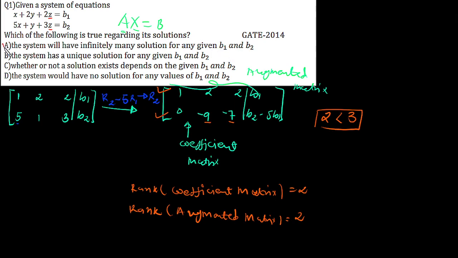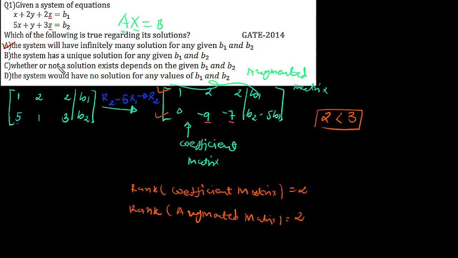So yes, it is the correct one, because we have found the rank of this coefficient matrix and augmented matrix, which is less than the number of unknowns. So at least one variable is independent. So the system has infinitely many solutions. Let's also go through the remaining options.